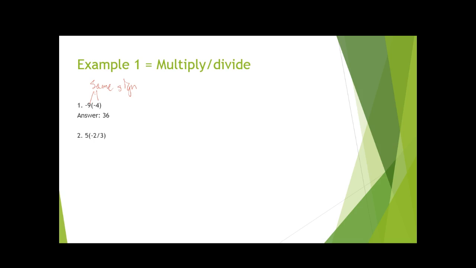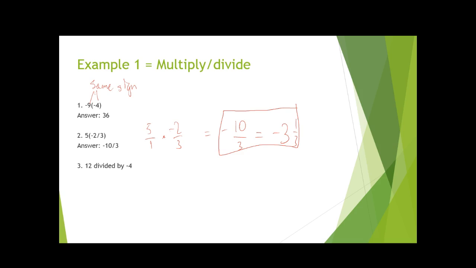Number 2. 5 times negative 2/3. I have to think about 5 as a fraction. I'm going to multiply it by negative 2/3. I know my answer is going to be negative. I just need to figure out what. 5 times 2 is 10. 1 times 3 is 3. I've got negative 10/3, which is an acceptable answer. Or I could simplify it to negative 3 1/3. Both are acceptable possible answers.